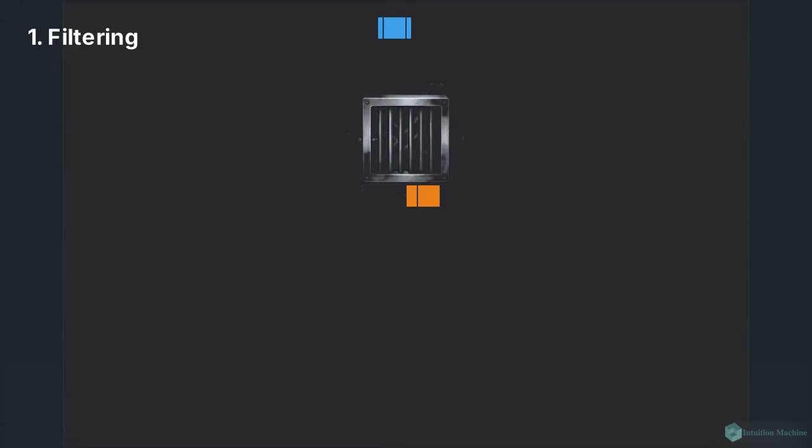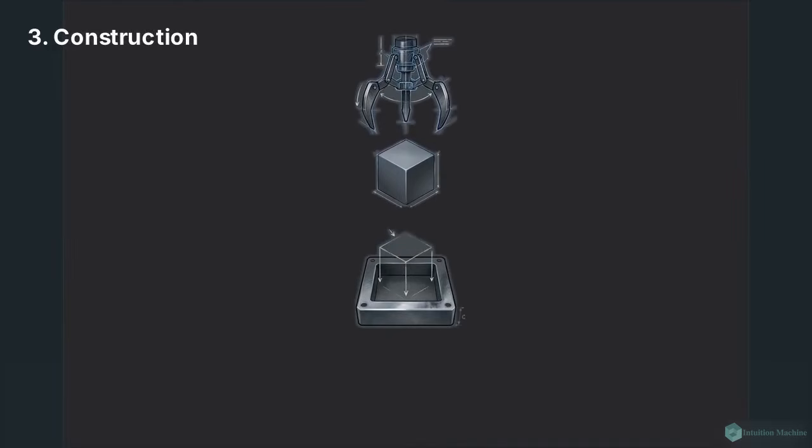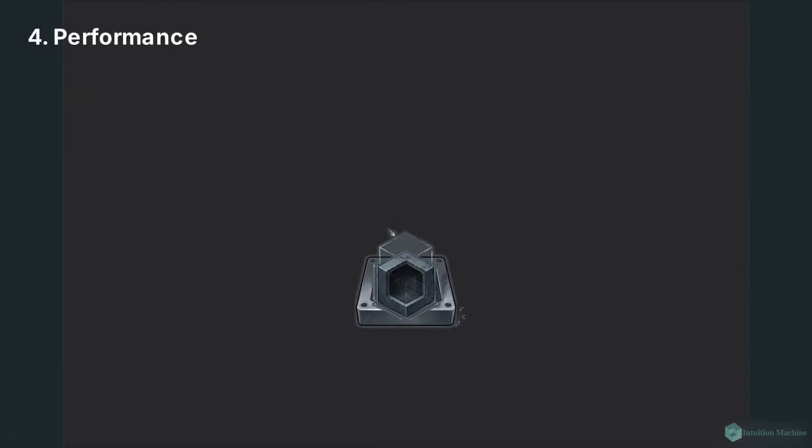First, filtering, a curated stream systematically distorting the picture. Second, entanglement, multiple causes tightly knotted, making causation muddy. Third, construction, genuine evidence deliberately engineered for a specific conclusion. Finally, performance, a real interaction, but the persona is a calculated script.